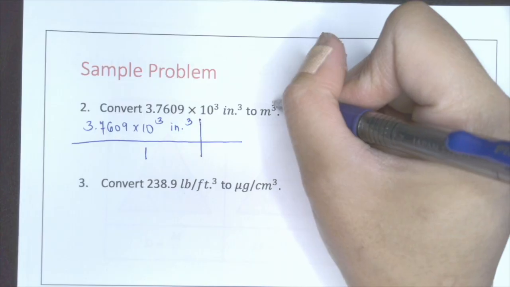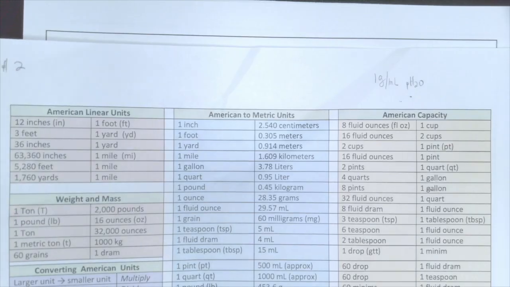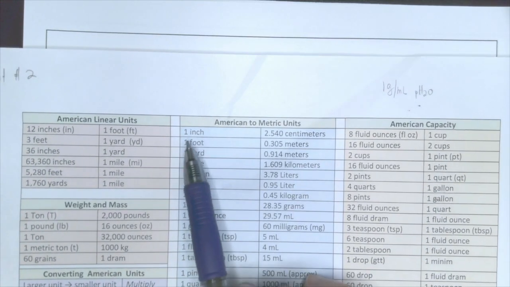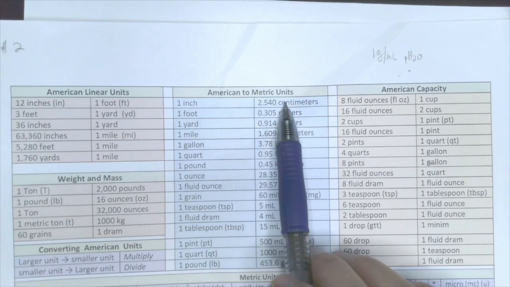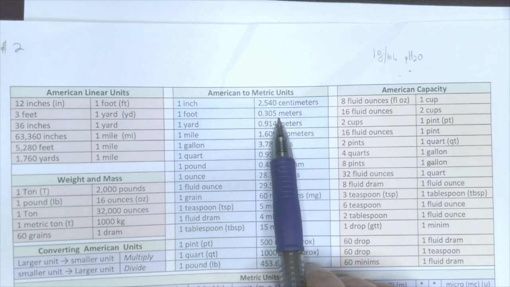And we have to take it to meter. Notice how we are converting American units to metric units. You have your handout number 1, where you have those convenient conversion factors. If we look at it, we can convert inches to centimeters, and then from centimeters, we know how to convert to meters.